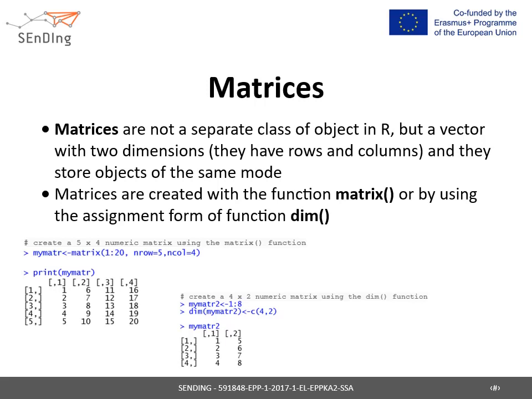In the first example, we use the matrix function to create a matrix with 5 rows and 4 columns and fill it with numbers from 1 to 20 inserted by columns. In the second example, we start by creating a vector with numbers from 1 to 8 and then we use the dim function to convert it into a matrix with 4 rows and 2 columns.